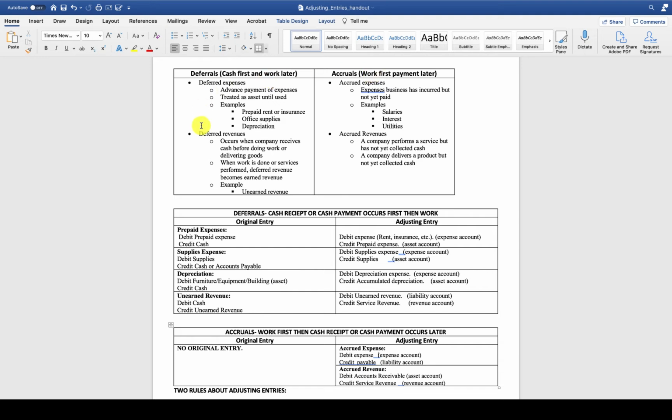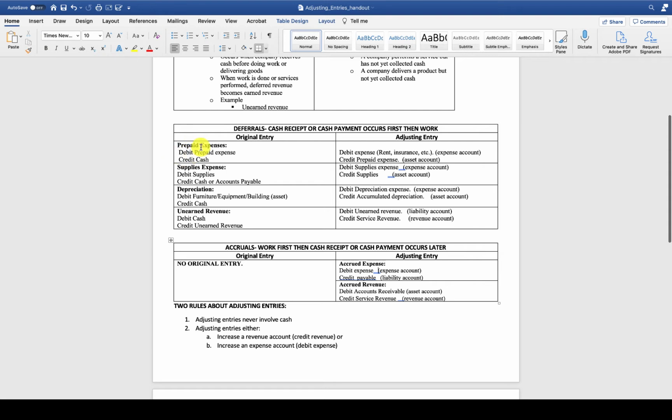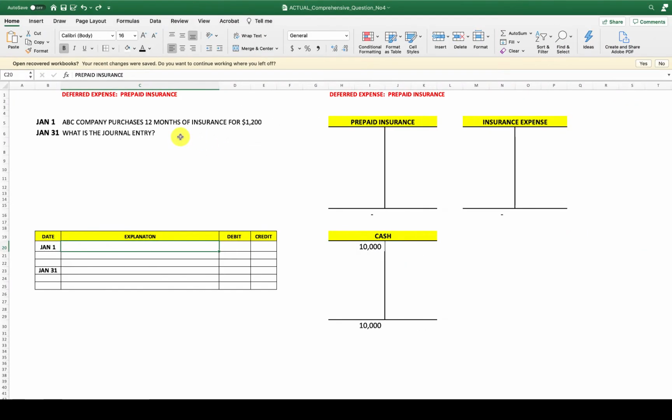later. Okay, so we'll start with deferrals, and there's two types of deferrals. There's deferred expenses and there's deferred revenues, and we're going to look at each type of entry that we'll find in this scenario. So for deferred expenses, we have prepaid expenses. This is prepaid insurance and prepaid rent. Okay, so let's take a look at a scenario.